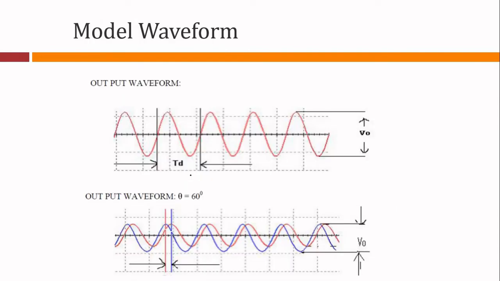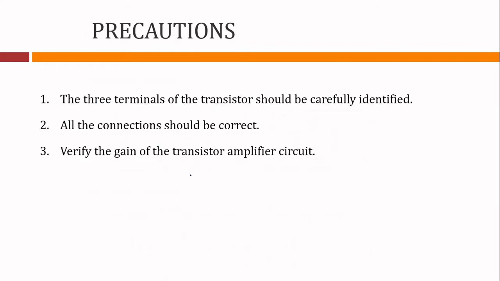This is the model waveform. So at one section you can make out the signal has been shifted by 60 degrees. So if you have another RC section, then this signal will act as the input to the next section. So again it will be shifted by another 60 degrees, so total 120 degrees, and so on.